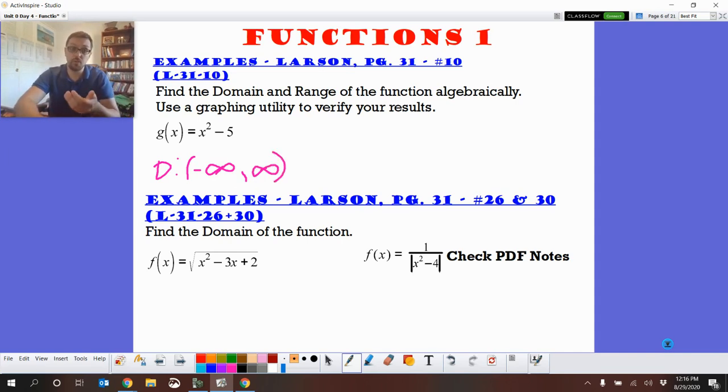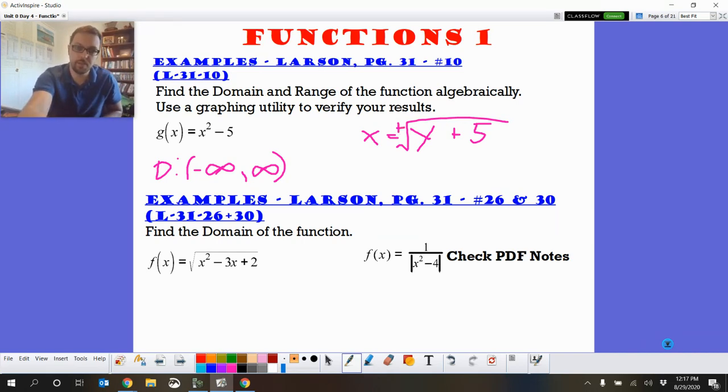Now, when we check our range, what we need to do is get x by itself instead of y being by itself. So I want to solve that thing, that g of x acts as a y. When we solve it, we get x equals, we'll have y. We have to get that 5 to the other side, so plus 5. And then we want to square root that whole thing, and we get plus or minus.